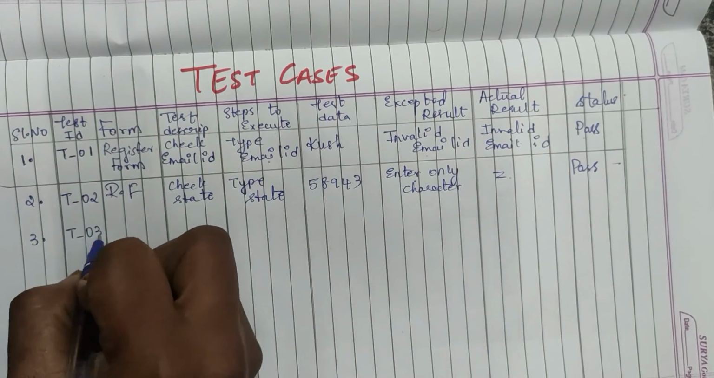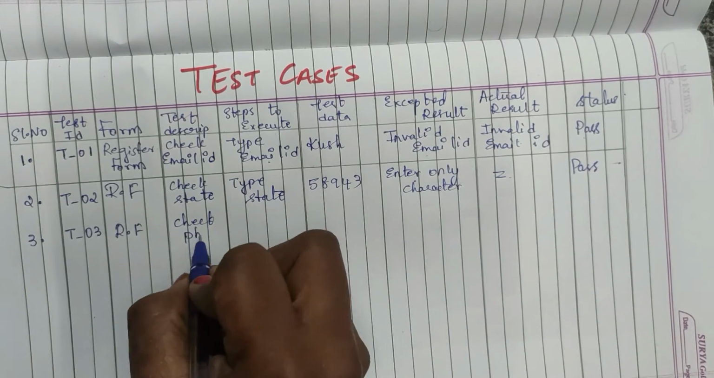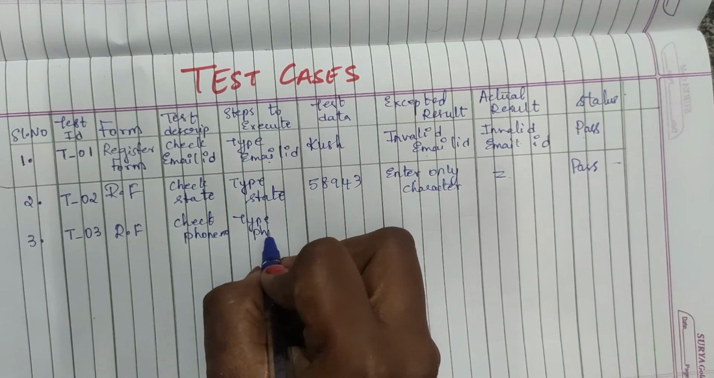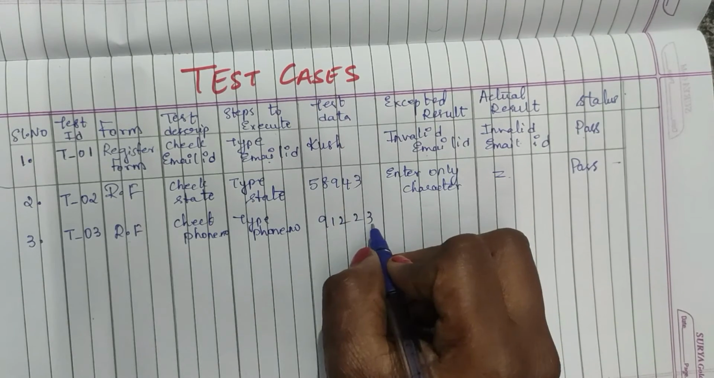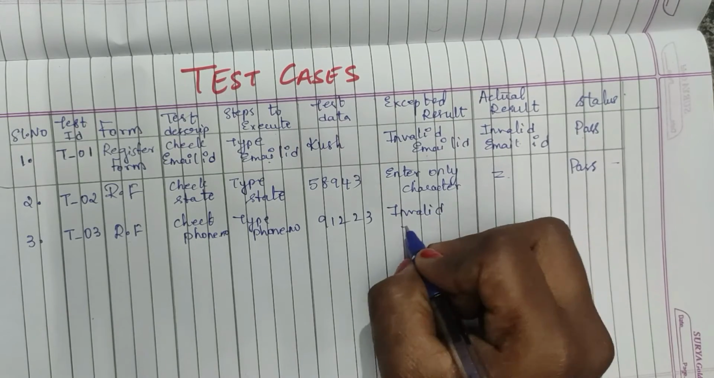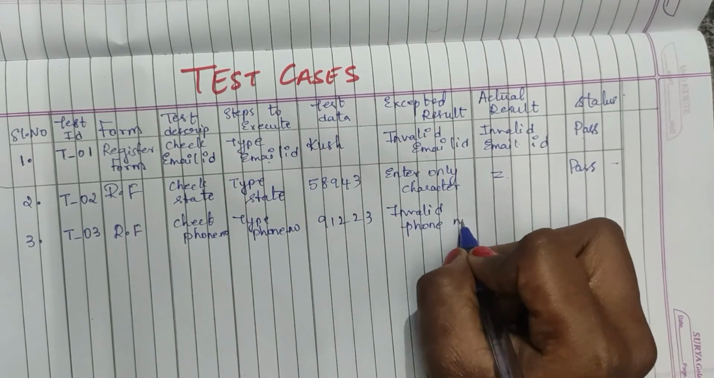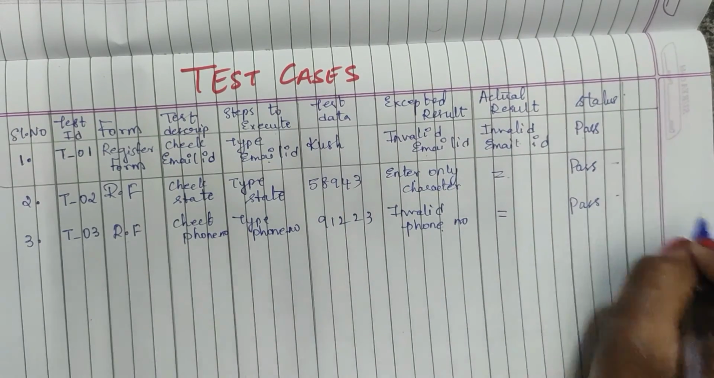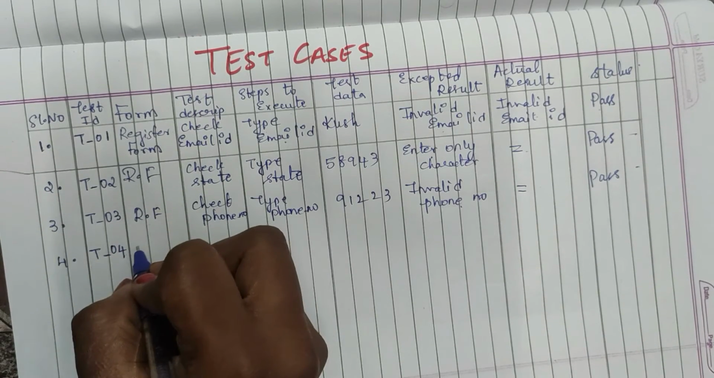Test case 3, I'll check with the register form itself, and I'm going to check the phone number, and I have to type the phone number. I'll type some random numbers, and I've given only 5. So what will I get? I will get invalid phone number. These messages you have to give. If you want to give invalid phone number or enter correct phone number, that's your wish. Whatever you can give. My status is pass. Now let's move on with the fourth test. You can give some 15 test cases like this.